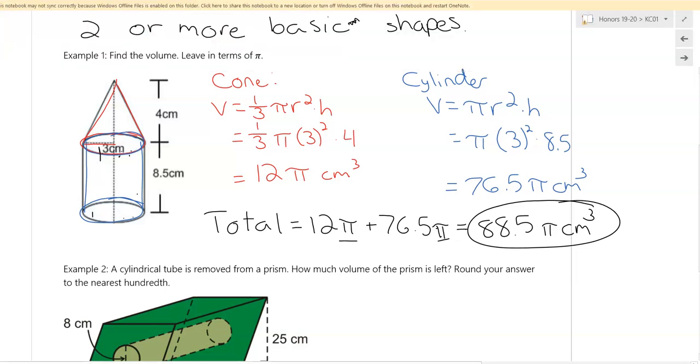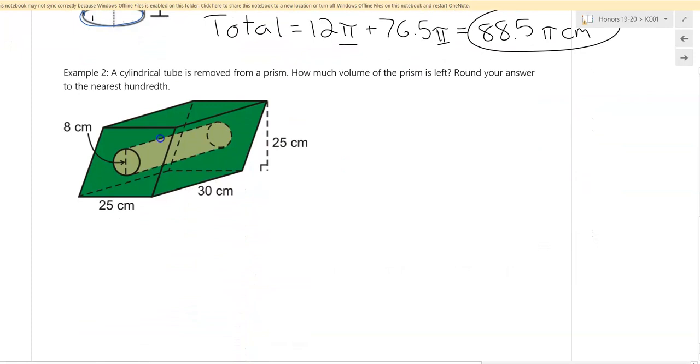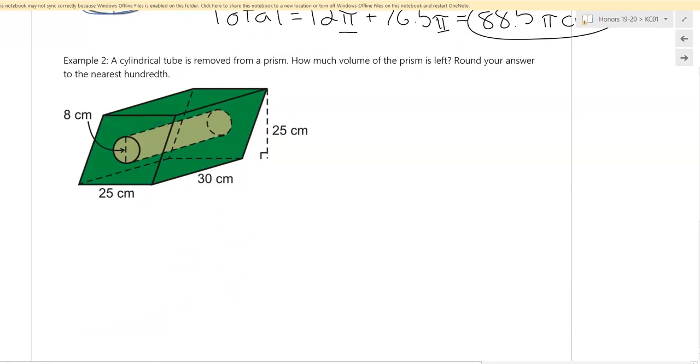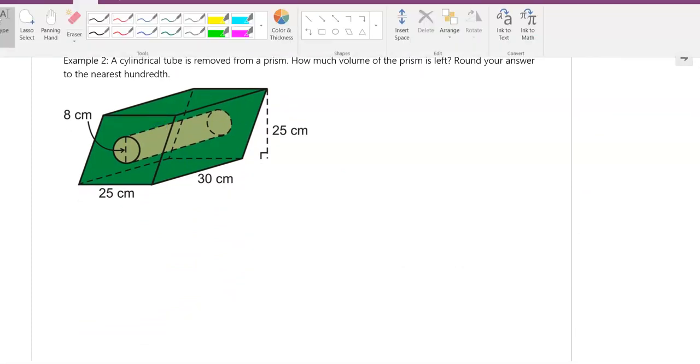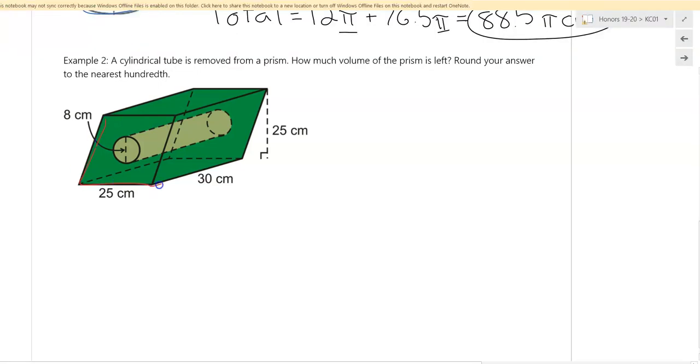Example 2 says a cylindrical tube is removed from a prism. How much volume of the prism is left? So we'll start with this lovely prism. And this prism is following that Cavalieri's principle. We talked about that briefly. And remember, we said if it's slanted, it's still the same thing. So we have a prism. Volume equals length times width times height. Let's make that a curvy L. So we have 25, 30, and 25.